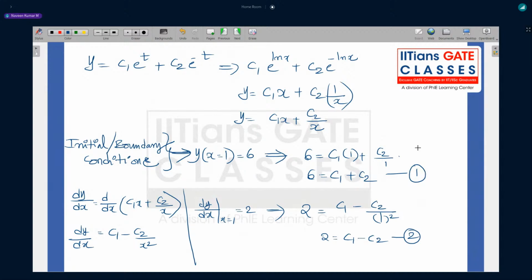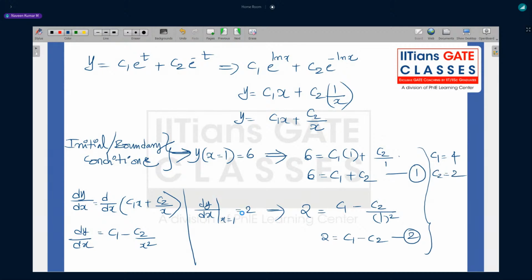Okay. If we solve these two, what will you get? Add these two equations, c2 will be gone. 2c1 is equal to 8. So c1 is equal to 4. And of course, if we have 4 here, substitute here, so c2 is equal to 2. Good. That's it. You got the solution.